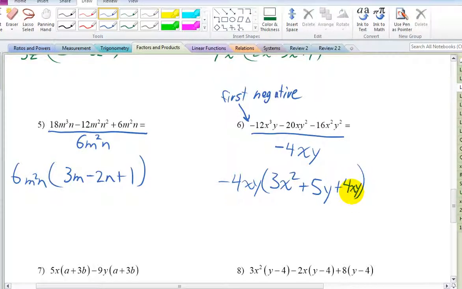Have to be very careful with your signs on this one. Super careful. So when you divide, watch your signs. Okay. Any questions with that? Both the signs or any division stuff?